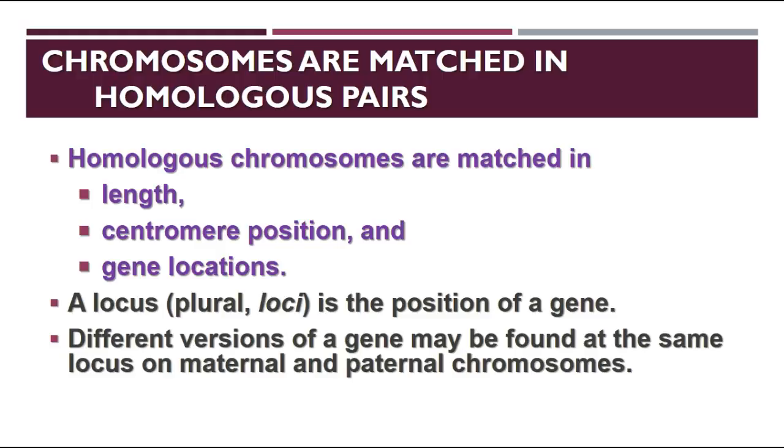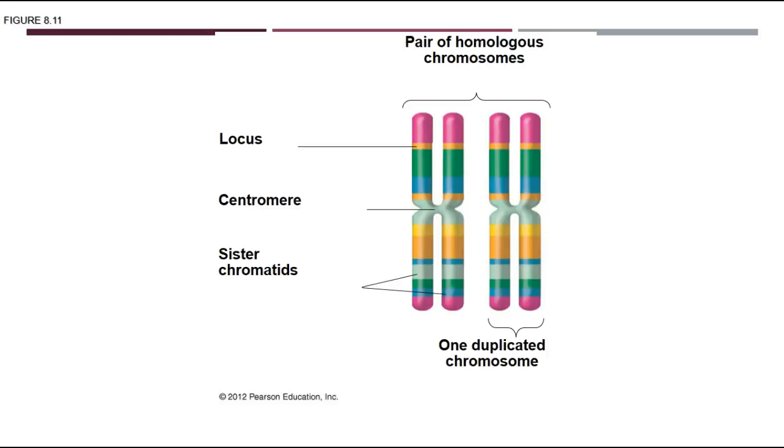Sometimes you have different versions of the gene, a dominant or recessive version of the gene, that can be found in the same locus, one from mom, one from dad. Okay, so this shows a pair of homologous chromosomes. These are actually duplicated chromosomes made of two sister chromatids, and it shows the loci of the different genes in the same place on the pair of chromosomes. But one of these chromosomes came from dad and one came from mom.